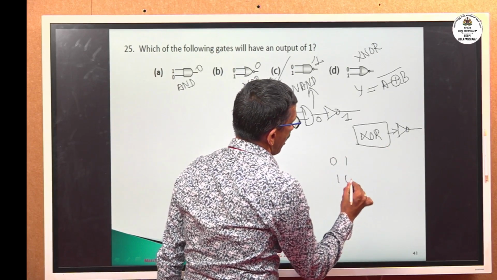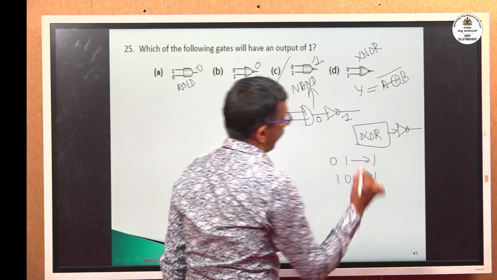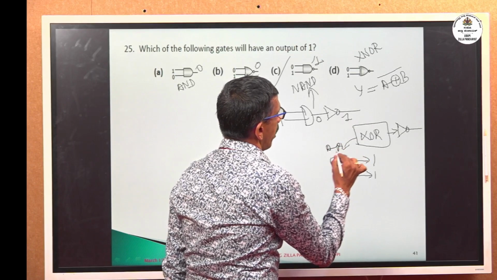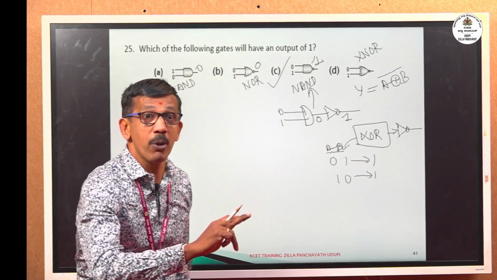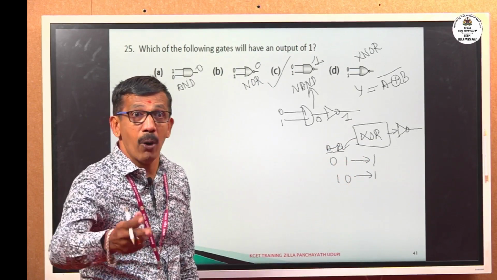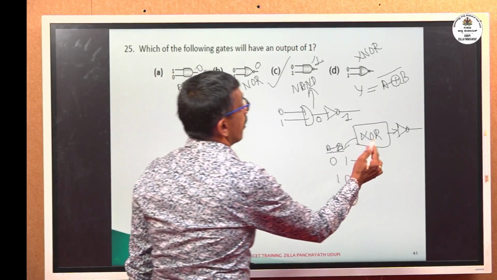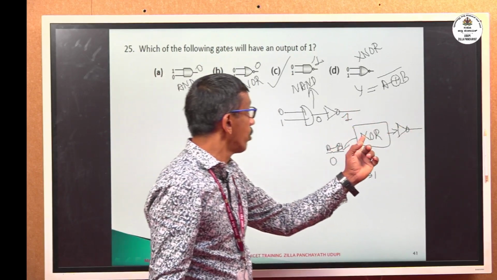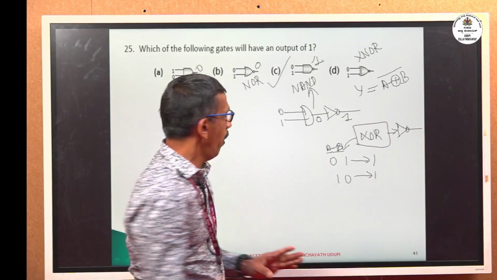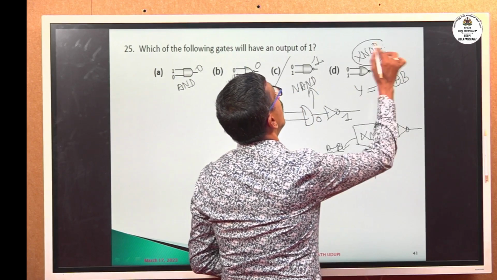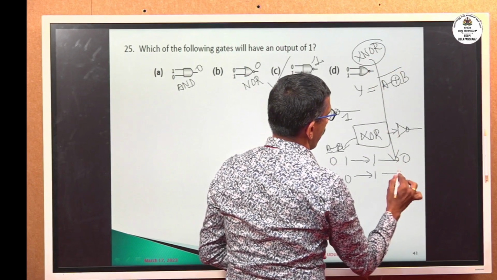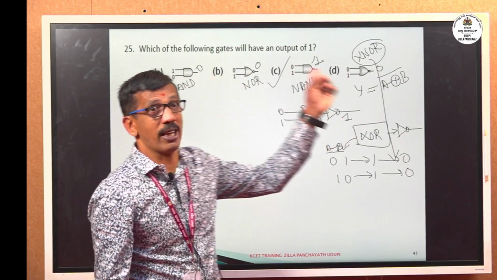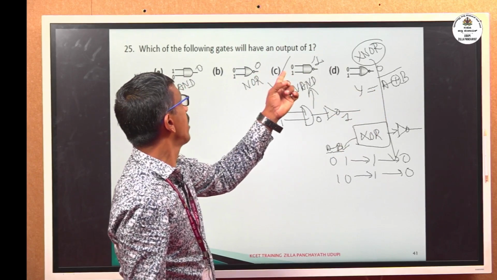XOR gate means 0 1 or 1 0 gives output 1. XOR means when both inputs are different, output is 1. If both inputs are similar, output is 0. That is the property of XOR. The complement of the XOR gate is XNOR. So for 0 1 in XNOR, the output is 0. Out of these 4 logic gates, option C gives output 1.